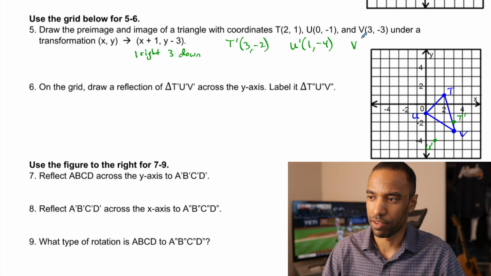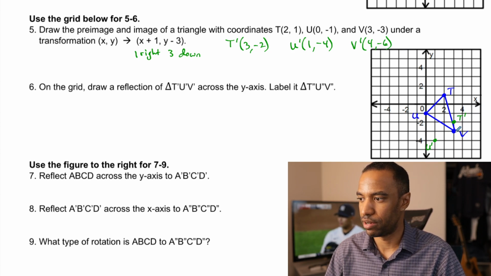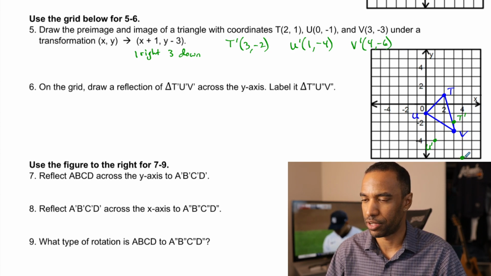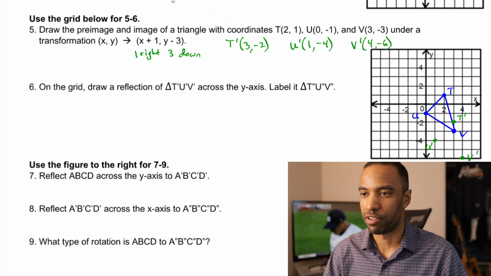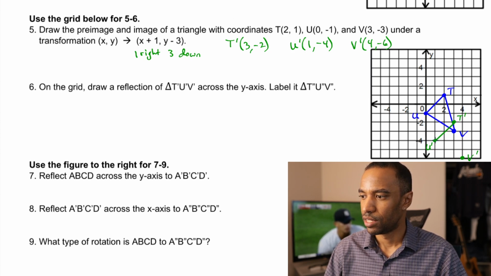And then lastly, V prime, 3 plus 1 is 4, -3 minus 3 is -6. So we go at the very low end of this thing. That is 1 right and 3 down of here. That point is indeed (4, -6) for V prime. And let's connect those dots together, and we get another triangle.